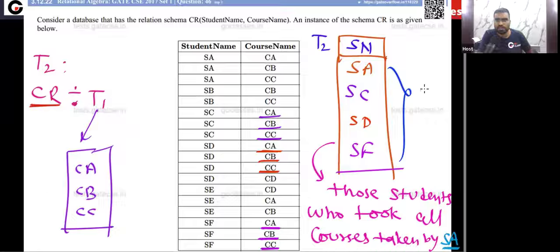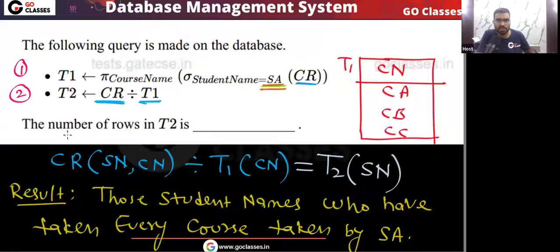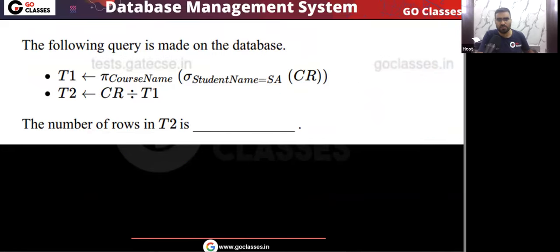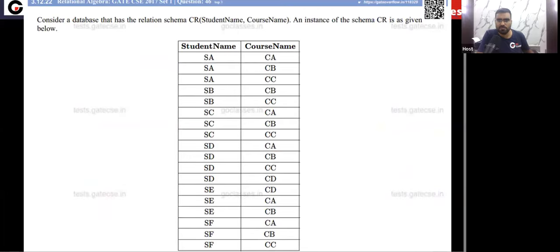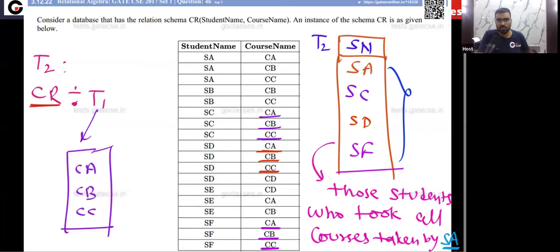So very simple. These are the four students who have taken all the courses taken by SA. So your final answer, the number of rows in T2, will be 4. So the answer is 4. This is your GATE exam question. Is this clear? Please let me know.